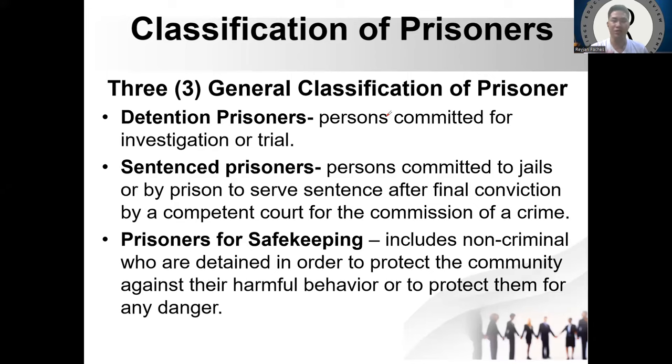Again, ang detention prisoners, wala pang final verdict sa kaso niya. Ibig sabihin, naghihintay siya. So ongoing yung trial and hearing. Ang sentence prisoners naman, there is a final verdict or final judgment na binigay yung korte. Meaning, isi-serve niya na kasi nga napatunayan na nagkasala talaga siya sa korte or sa batas natin. Then of course, we have prisoners for safekeeping. Ang purpose niyan is to protect the community, not just criminal ang pinoprotektahan natin, or to protect the community from the possible threats or danger na ma-inflict niya sa community. So that's why it is prisoners for safekeeping.